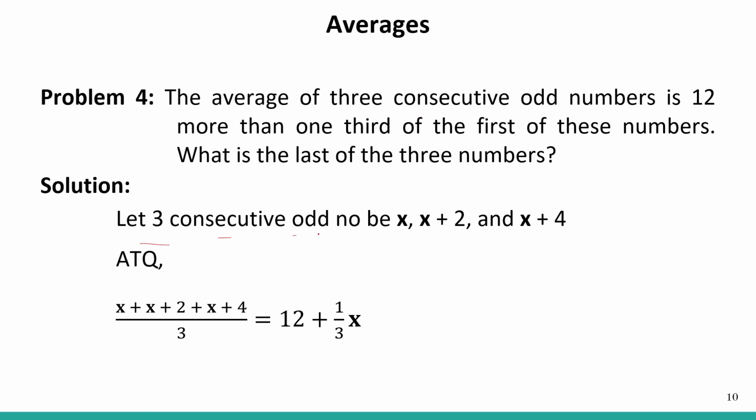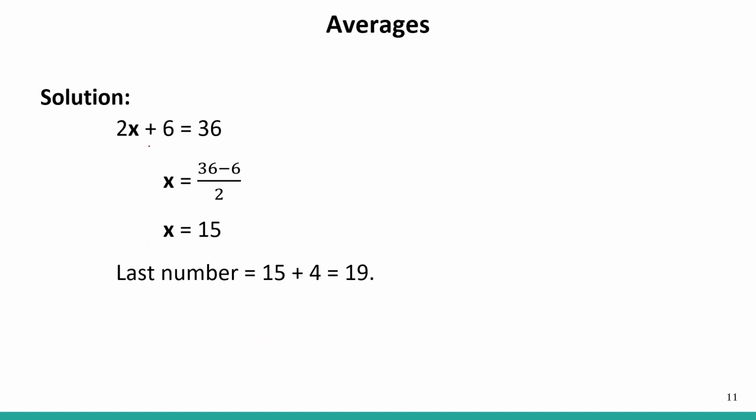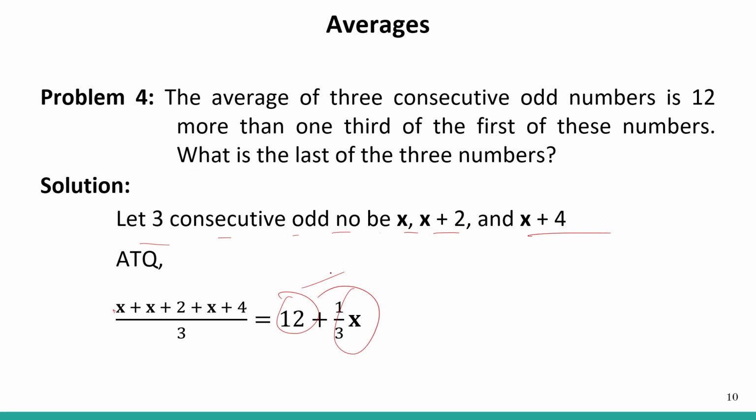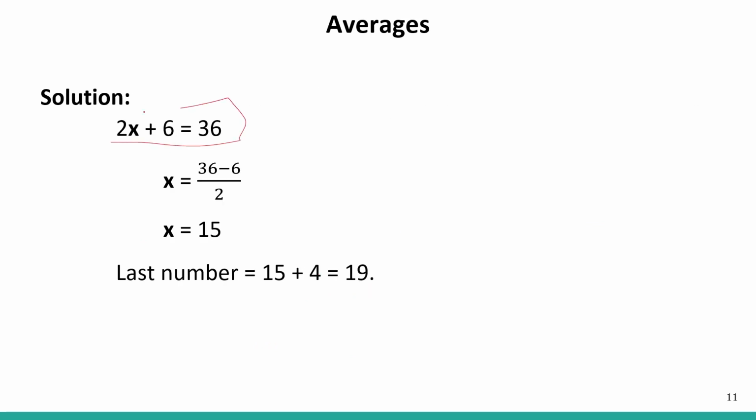The 3 consecutive odd numbers are x, x plus 2, x plus 4, because the difference between 2 odd numbers is 2. According to the question, these odd numbers sum up and give an average of 12 plus 1/3 of x, that is 12 more than 1/3 of the first odd number. So algebraically we get 2x plus 6 is equal to 36. This implies that x is equal to 30 by 2, which is 15. So 15 will be the x value.